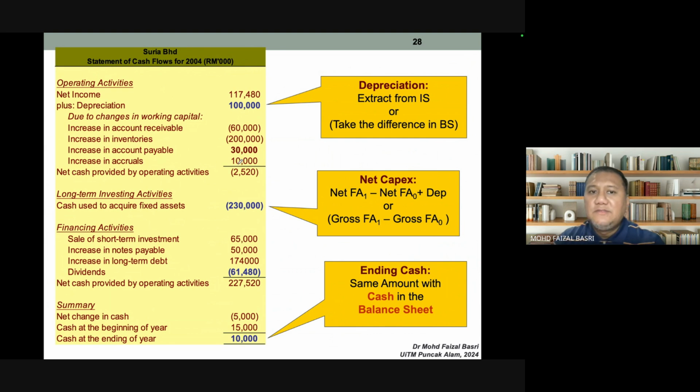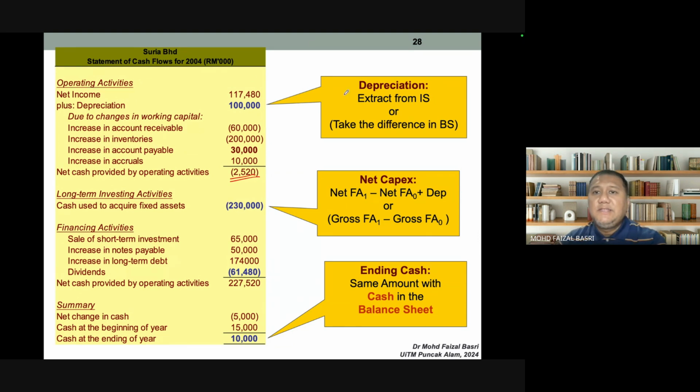Okay, so once you've done all of this, we calculate one by one. So 117,480 plus 100,000 minus 60,000 minus 200,000 plus 30,000 plus 10,000. So you have to calculate each one. 117,480 plus 100,000, then subtract 60,000 and minus 200,000, and then you add back 30,000 and 10,000. So at the end, you're going to get a negative 2,520 for your operating activities. Okay, negative 2,520.